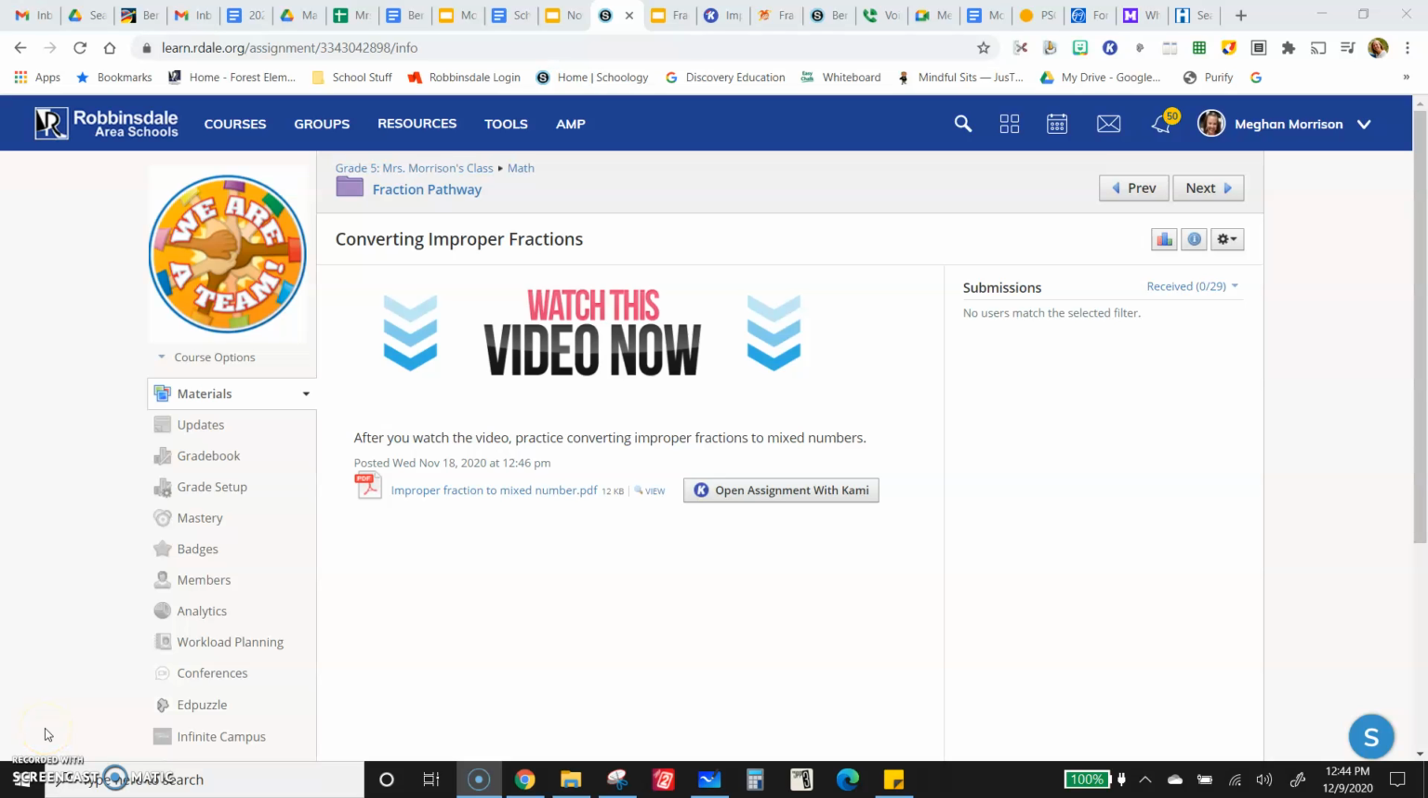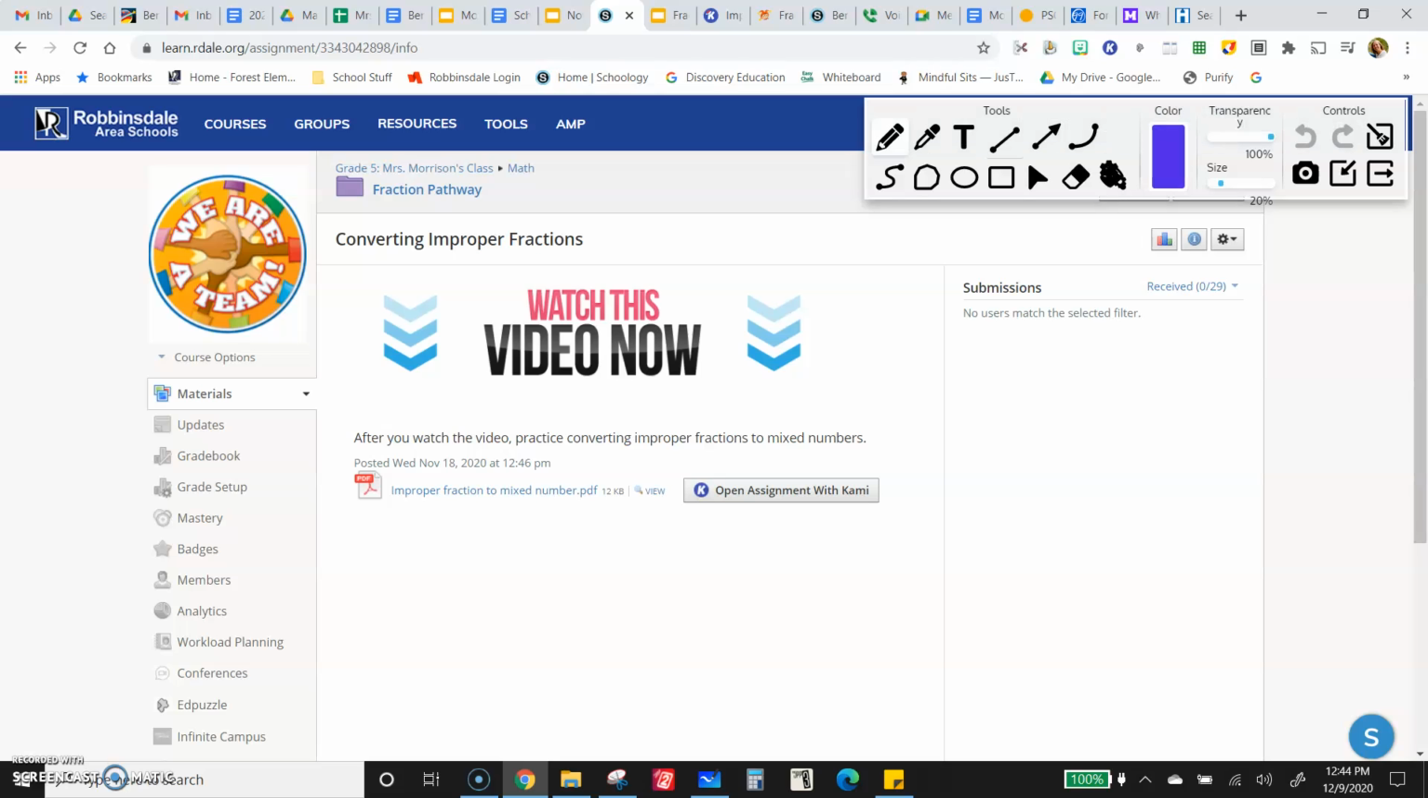Right, for this video, we are going to be talking about converting improper fractions into mixed numbers. I didn't put that in the title because it was getting a little long, but you can see it says right there in the directions that we are converting them to mixed numbers.